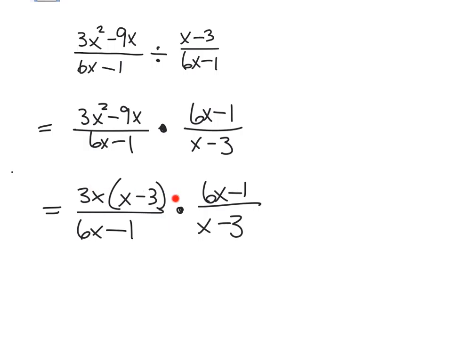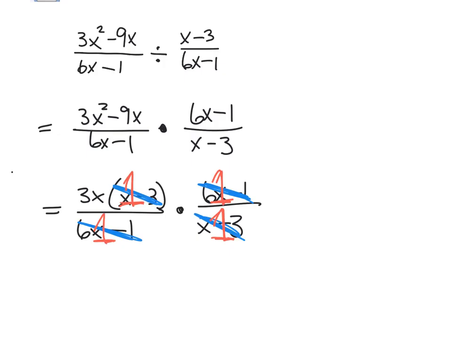Now that everything's factored, we're going to look for common factors. And sure enough, we see that x minus 3 over x minus 3 equals 1. And then we see that 6x minus 1 and 6x minus 1 is equal to 1. And so this whole thing is equal to 1, this guy is equal to 1, and this guy is equal to 1.